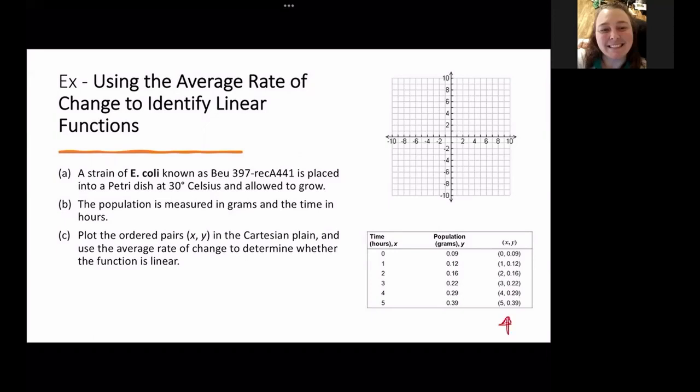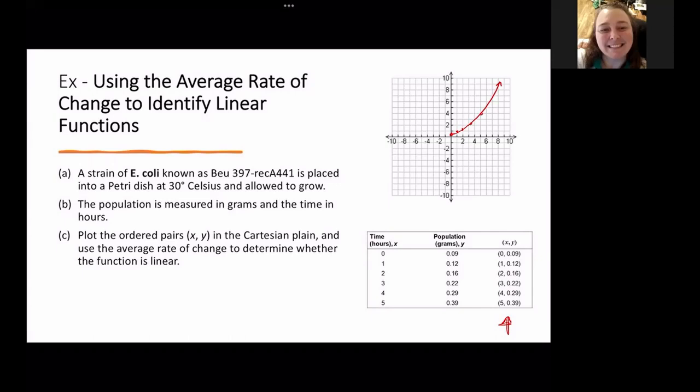And what we're going to do first is plot these points. So we've got like a 0 and a 0.9. So that's probably like here. We've got a 1 and a 1.2. We've got 2 and 0.16. My little points are terrible, but there they go. They're going to go up like that, okay?